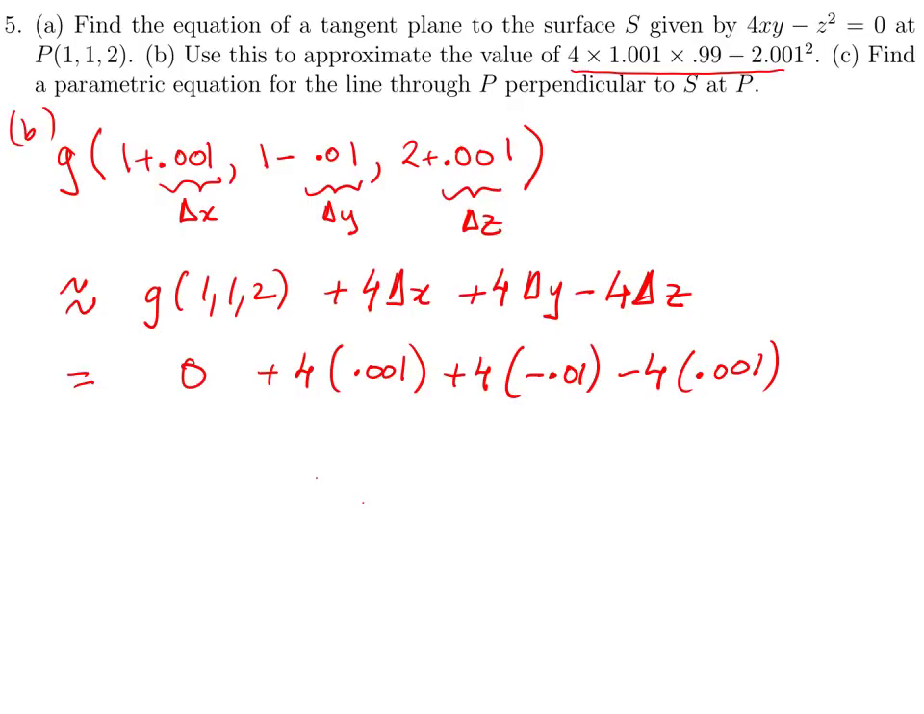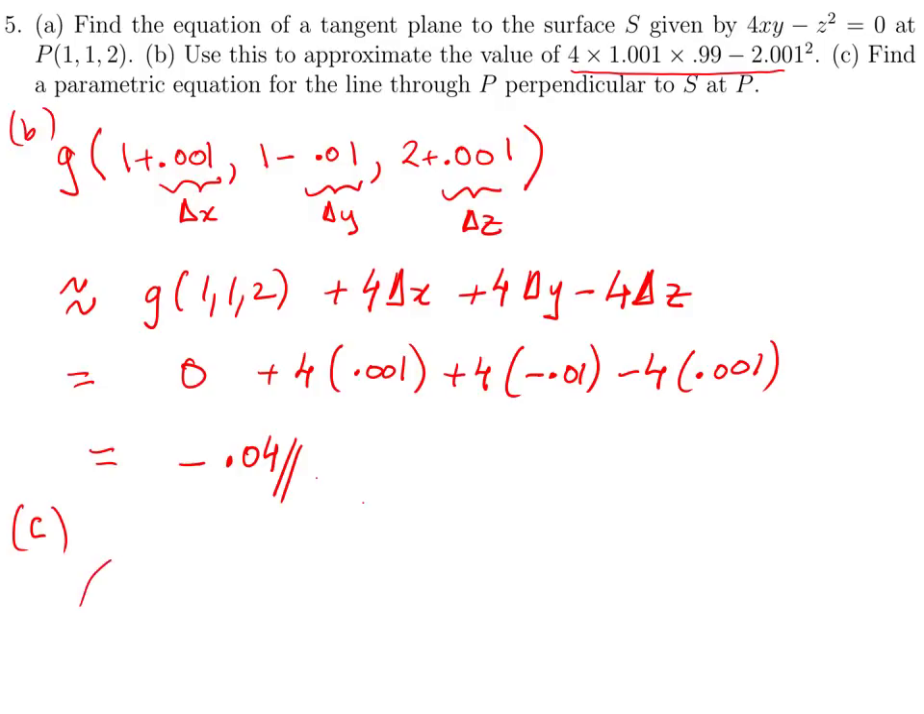Okay, these 0.001s actually cancel out. There's a plus 4 and minus 4, so all you're left with is minus 0.04. And finally, in part C, it's asking to find the parametric equation of the line through P perpendicular to S at P.